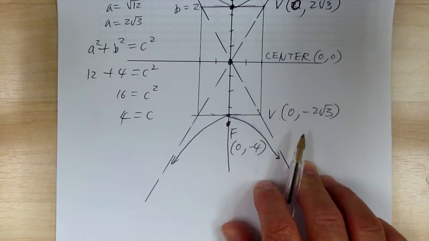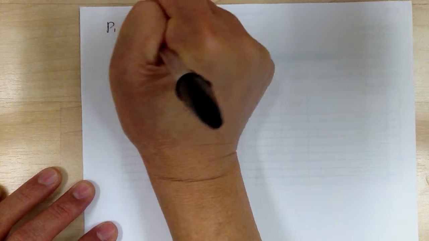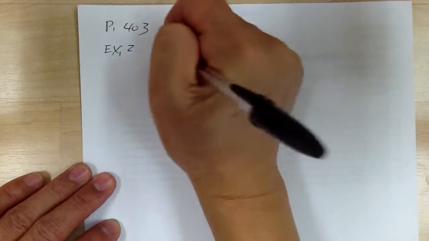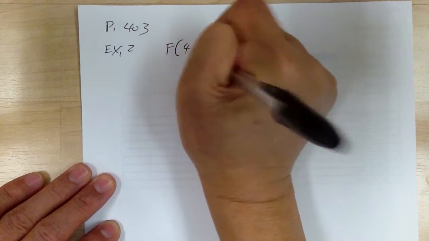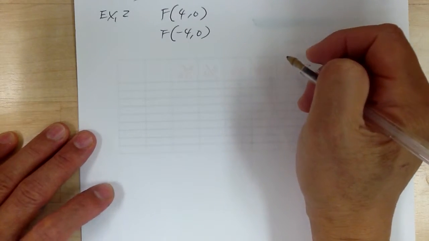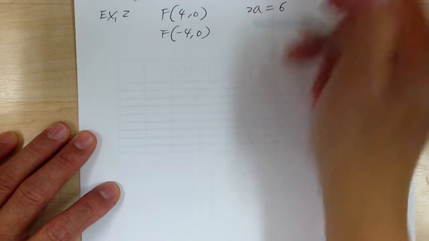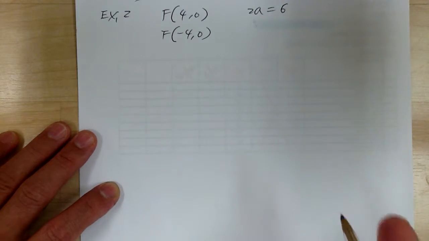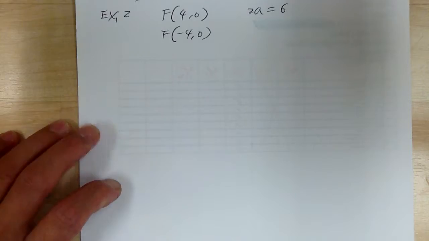Okay, now let's go to example 2. So this one, they give you equation, you have to graph. Next one, they give you information, you want to sketch it out to get the equation. So page 403, example 2. Find the equation of the hyperbola having vertices at 4, 0 and negative 4, 0, and the difference of the focal radii equal to 6. So that means 2a equal to 6, right? The difference of focal radii. In the ellipse, it's the sum of the focal radii, right? But it's the same thing, it's 2a. Okay, so exactly the same thing.